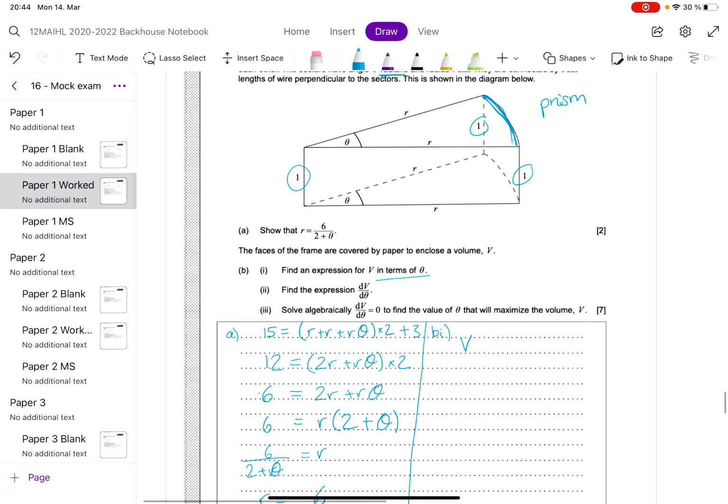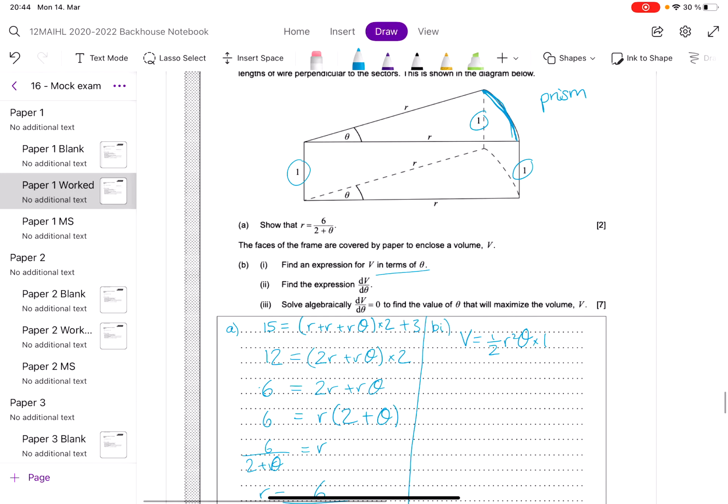So to find the volume of the prism, it's in your formula guide. You find the area of a cross-section, which is the area of a sector. That formula is also in your formula guide. I think it's a half r squared theta. And you multiply it by the height, which is 1.